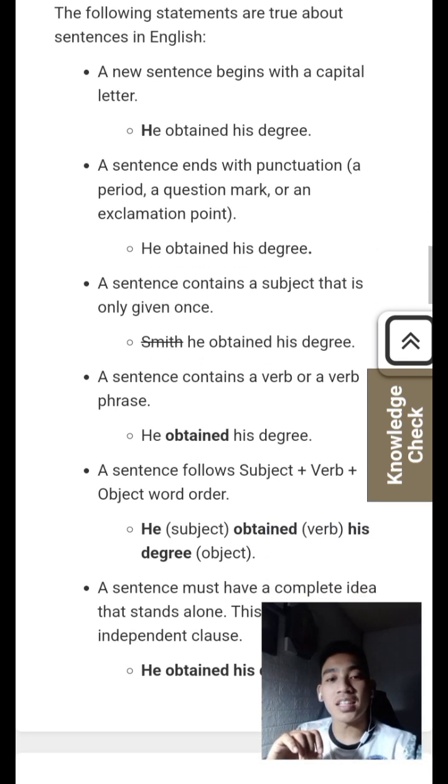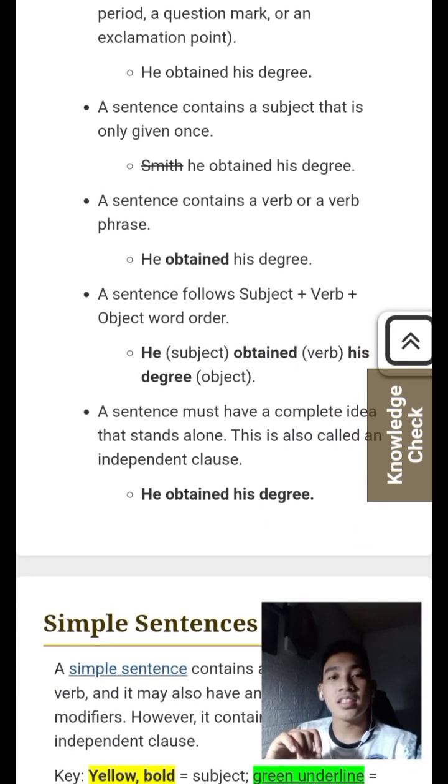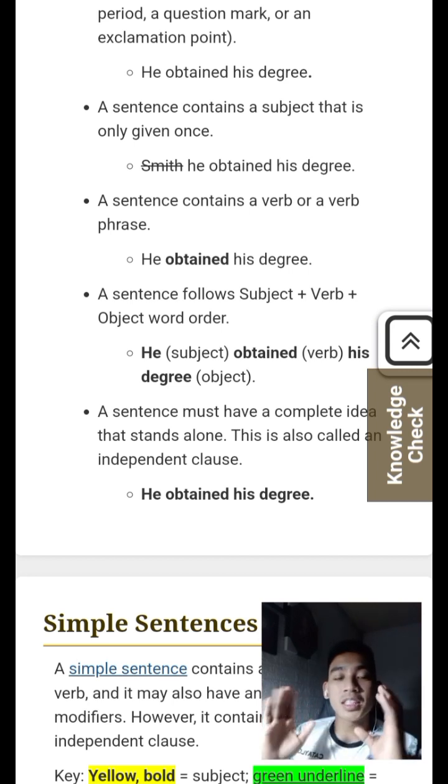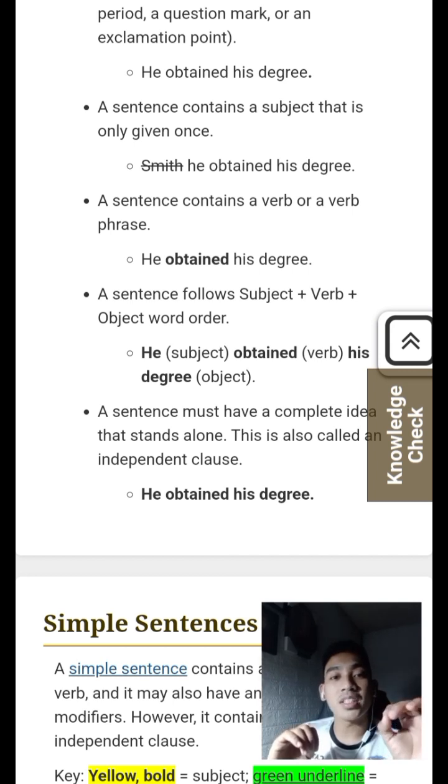Next, a sentence contains a subject that is only given once. Smith, he obtained his degree. Since Smith is a boy, then he or his. A sentence contains a verb or a verb phrase. So, he obtained. The word obtained is the verb.